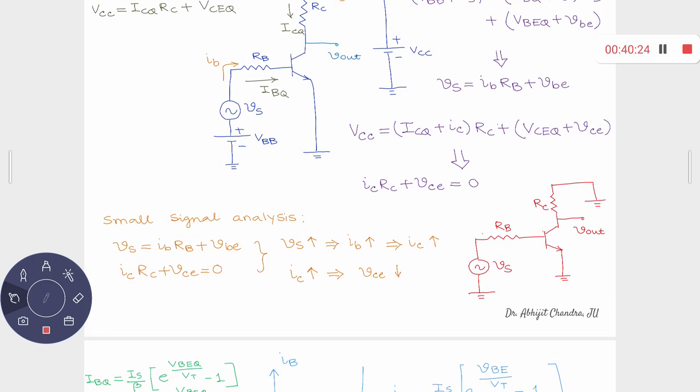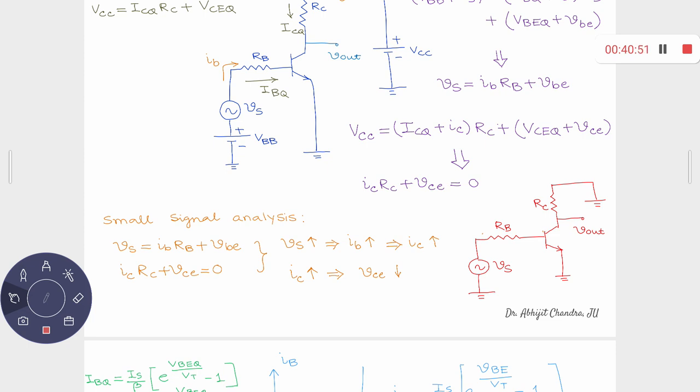If you have any current source present over there, how can you eliminate this current source? Open. So if you have any current source in your circuit, you have to make it inactive, and that should be open. Clear?